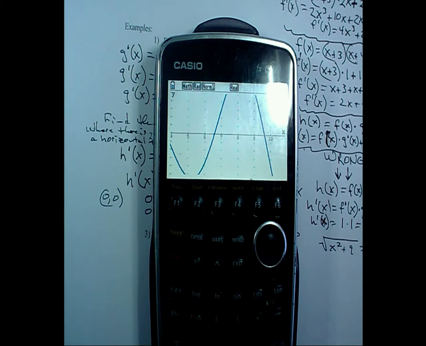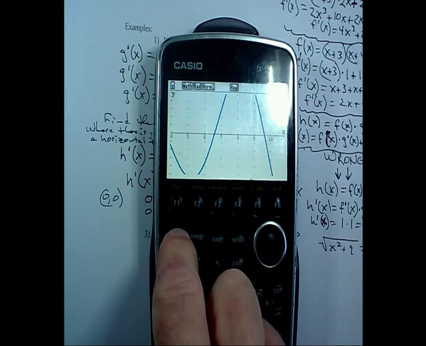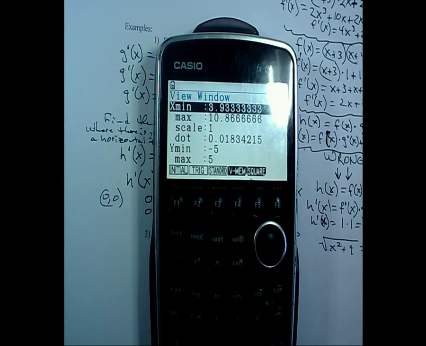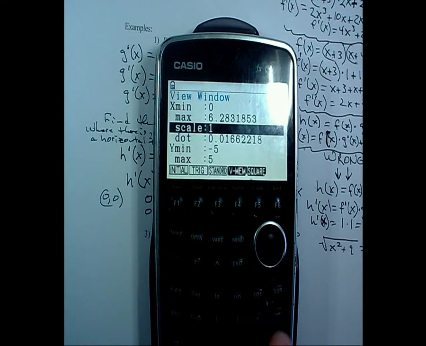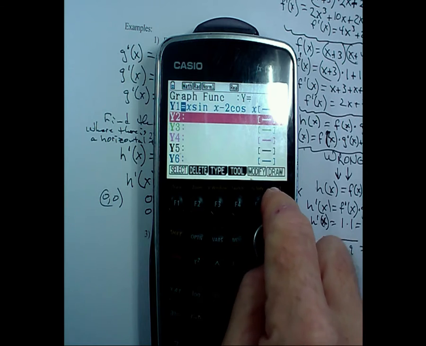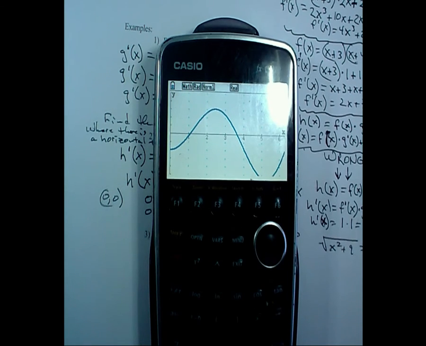Ooh, I don't like that. I'm going to change my window. And I'm going to go from, well, let's make it 0 to 2 pi. Exit. Draw. There I go. That's better. So if my domain is from 0 to 2 pi, those are my two spots. Would you agree? Right?